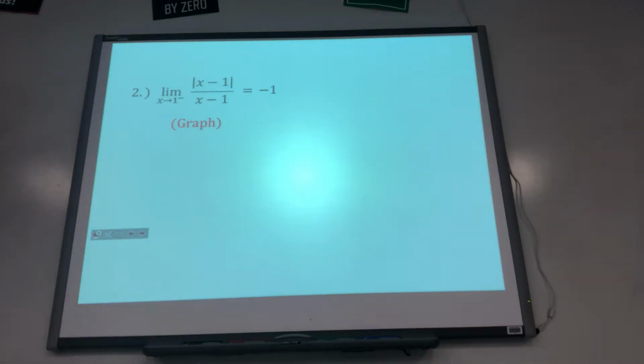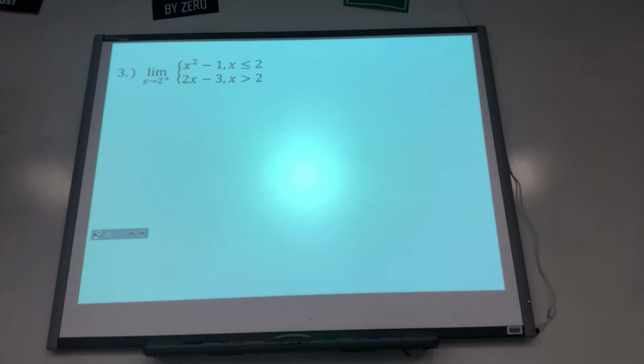Again, graphing is not something I try first, but if there's no other options, then that is something that you can look at. Okay, any questions on example 2? We're looking good here. Let me keep going.